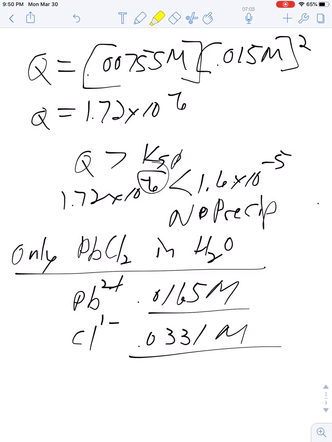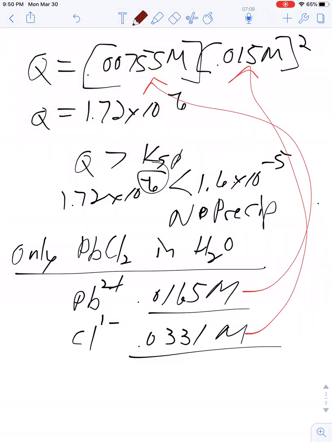Well, compare that to these numbers up here. Both of those numbers are below the maximum concentrations. Therefore, you're not going to get a precipitate. Plus, 10 to the -6th is smaller than 10 to the -5th. Even a first-year algebra student knows that, but not your chemistry teacher.